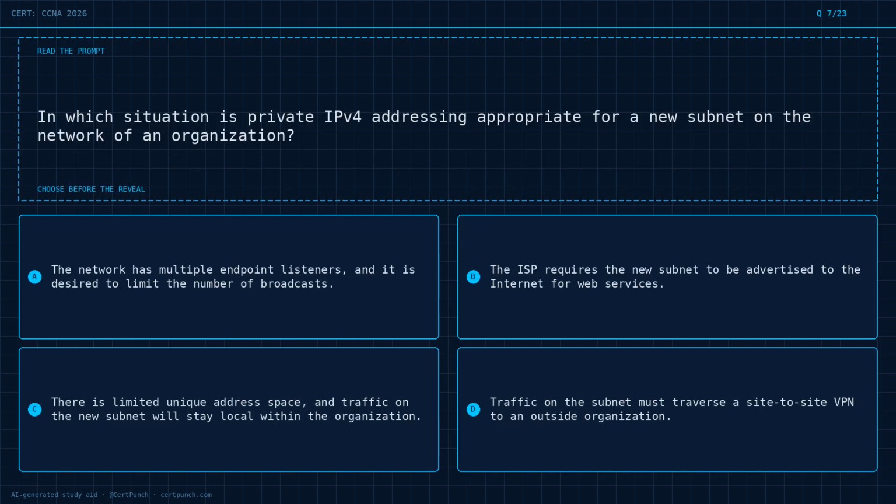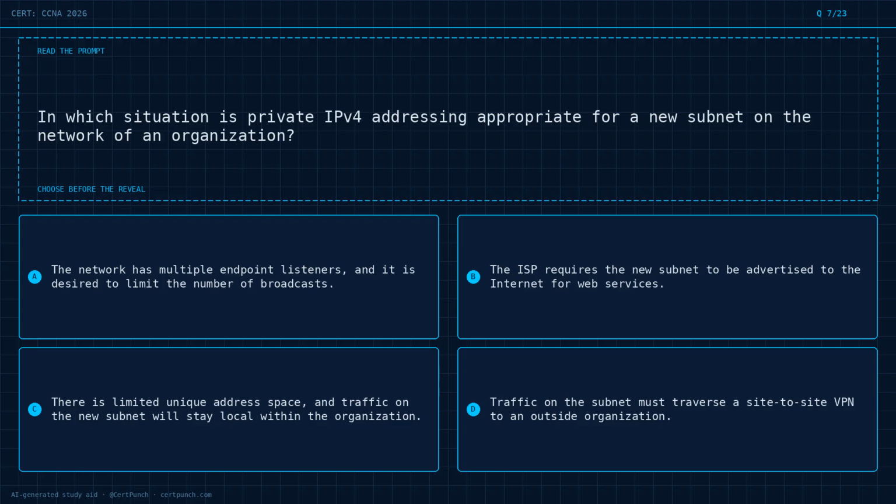Question 7 of 23. In which situation is private IPv4 addressing appropriate for a new subnet on the network of an organization? Option A. The network has multiple endpoint listeners, and it is desired to limit the number of broadcasts. Option B. The ISP requires the new subnet to be advertised to the Internet for web services. Option C. There is limited unique address space, and traffic on the new subnet will stay local within the organization. Option D. Traffic on the subnet must traverse a site-to-site VPN to an outside organization. Decide on the strongest option before the reveal.